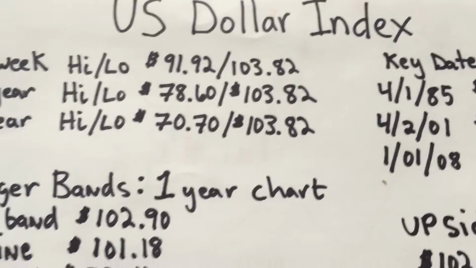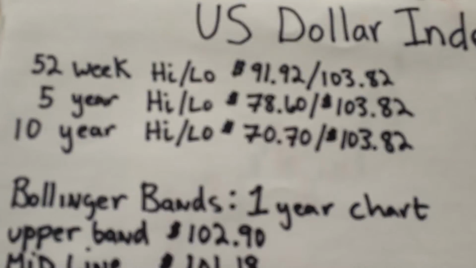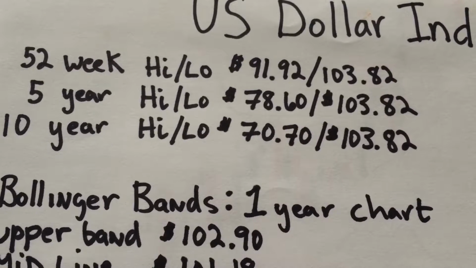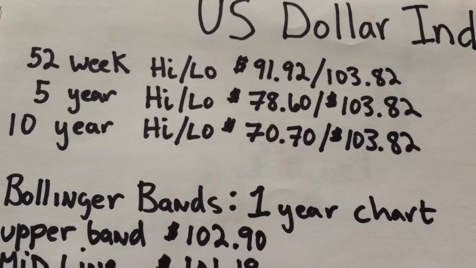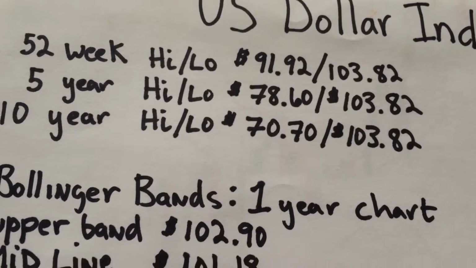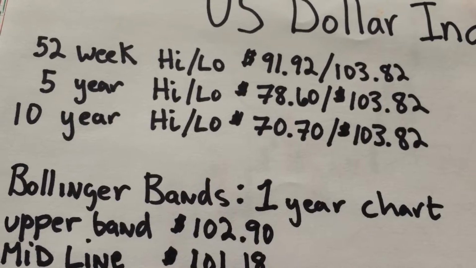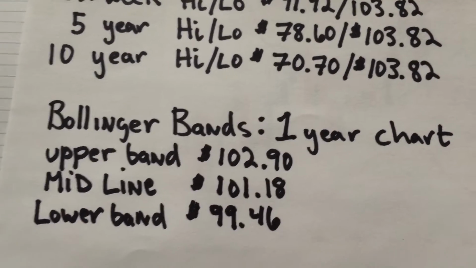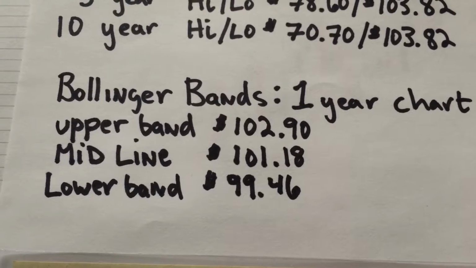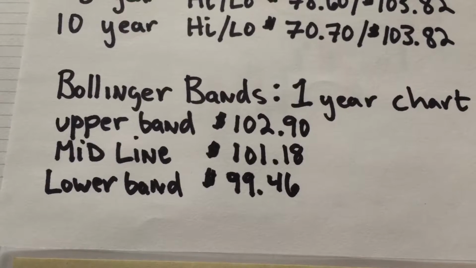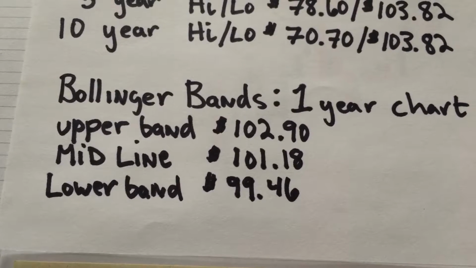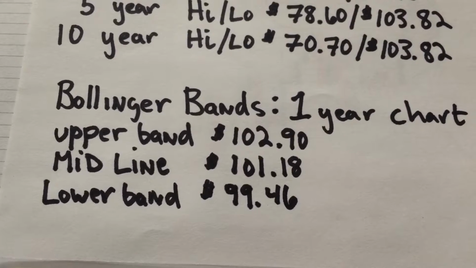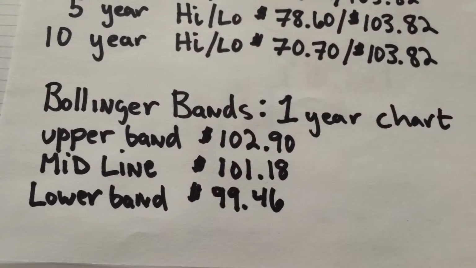So here's the US dollar index. Let's see where it's been. The 52-week low is 91.92 and the high is 103.82. The 5-year low is 78.60 and the high is 103.82. The 10-year low is 70.70 and the high is 103.82. The Bollinger Bands are coming in. The upper band is 102.90, the midline is 101.18, and the lower band is 99.46. Today, the price is 101.13, so we're right in the middle line of the Bollinger Bands.